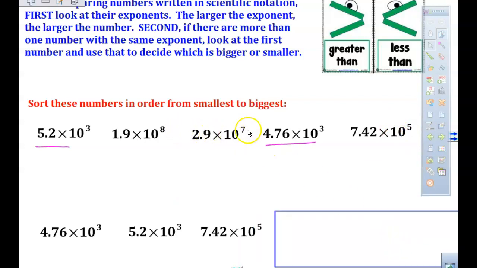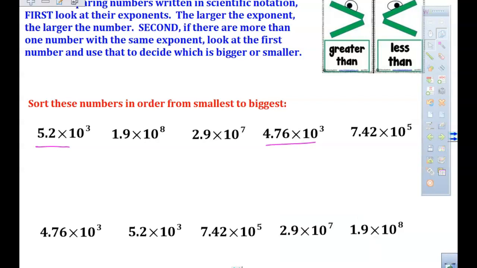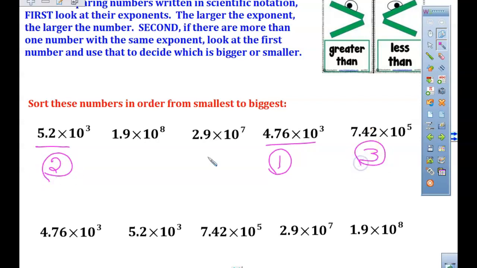I'm looking at the last two. The eighth is the biggest. Does it matter that it's 1.9 instead of 2.9? No. You are looking at your exponents first when you are doing those. There's one in your homework where I'm okay if you just tell me the order. As I look at them, I might say, this is my smallest, this is 1, this is 2, this is my third one, this is my fourth, and this is my fifth. Could you do it like that to tell me the order? Yes, I would take that, okay?